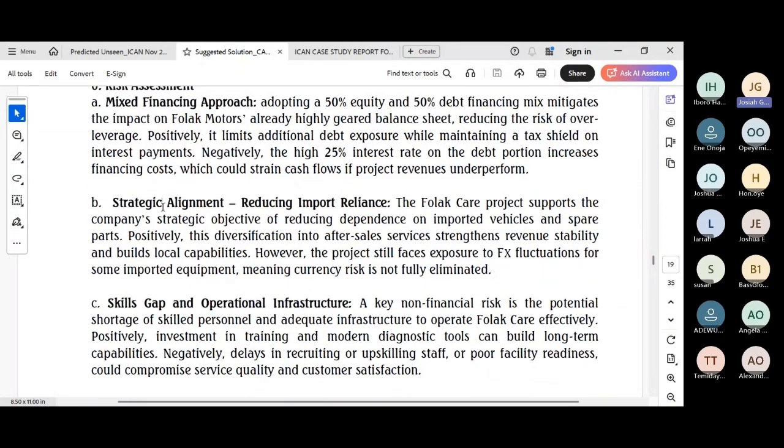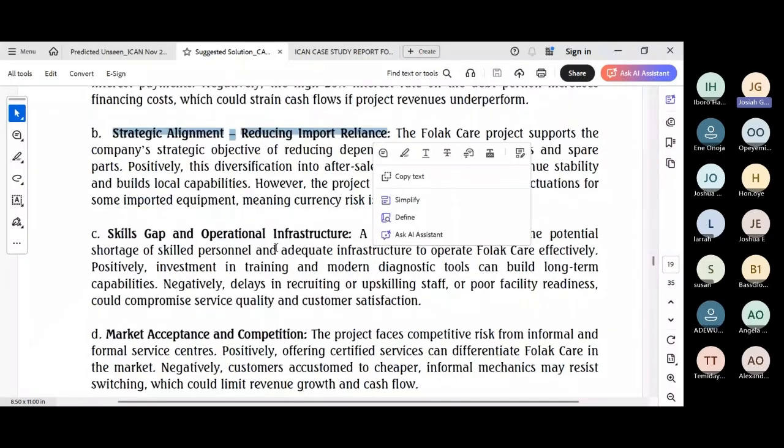For strategic alignment, the issue of reducing import reliance. We're saying that positively, this diversification into after-sales services strengthens revenue stability and builds local capacities, while negatively we said that the project supports company strategy by reducing dependence on imported vehicles and spare parts. So from both perspectives of risk, you could speak to the strategic alignment on reducing import reliance.